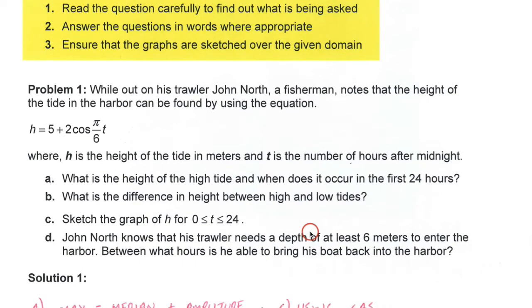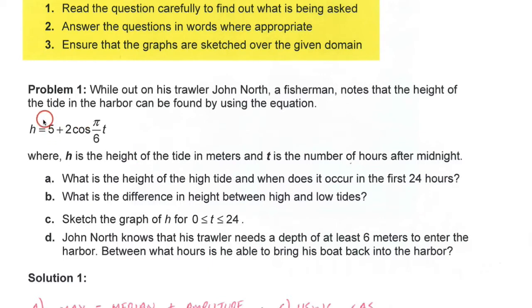While out on his trawler, John North, a fisherman, notes that the height of the tide in the harbour can be found by using the equation h is equal to 5 plus 2 cos of pi on 6 times t, where h is the height of the tide in metres and t is the number of hours after midnight. A. What is the height of the tide and when does this occur in the first 24 hours?